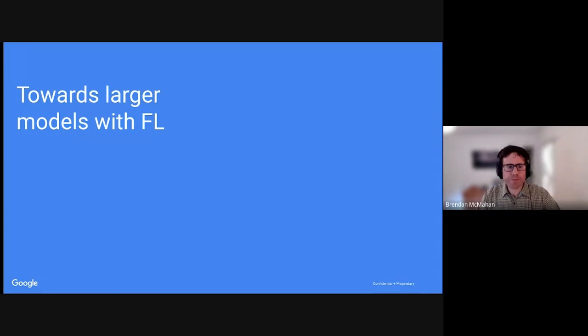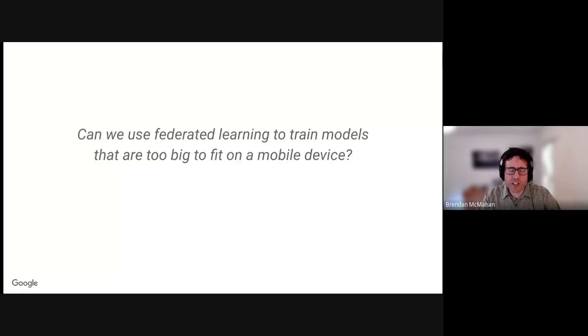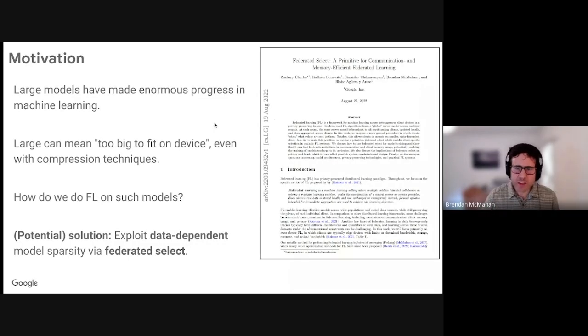All right, with my last few minutes, because I do want to leave a few minutes for questions, I'm really starting to scratch the surface of this research question. This is something we've started to think about more seriously in the past year or so. Can we use federated learning to train models that are too big to fit on a mobile device? I think the motivation for this question is pretty clear, right? Large models, very large language models in particular, foundation models, have made enormous progress in machine learning recently. And here, large frequently means too big to fit on device. That's even for inference, even with compression techniques applied.